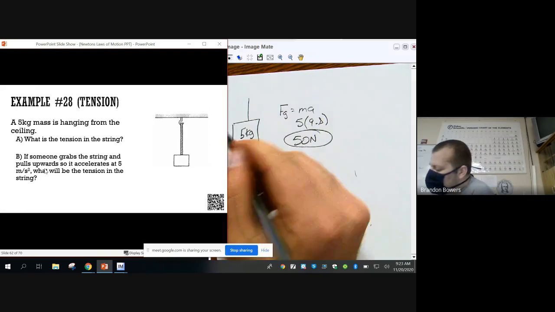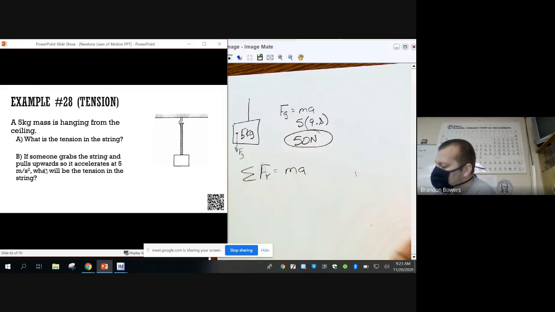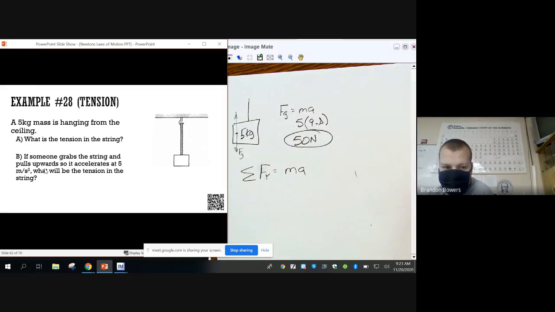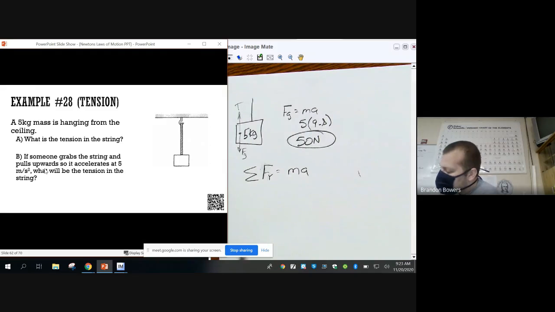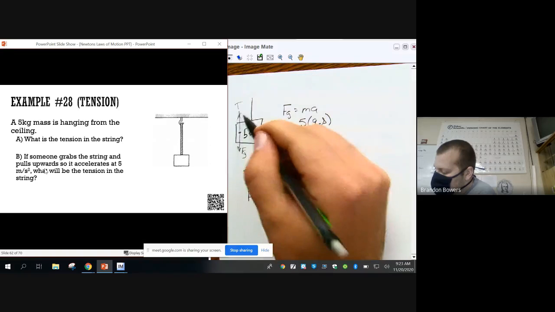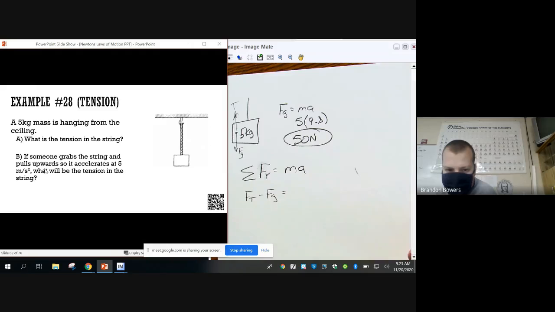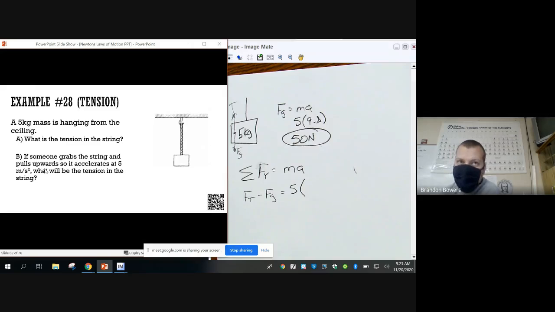So what are my forces now? I have the force of gravity, but then I also have the force applied. I'm pulling it upwards, right? I'm giving it tension up here. So the force of tension is pulling it up, and the force of gravity is pulling it down. What was our mass? 5. And what's the acceleration I'm pulling up with?